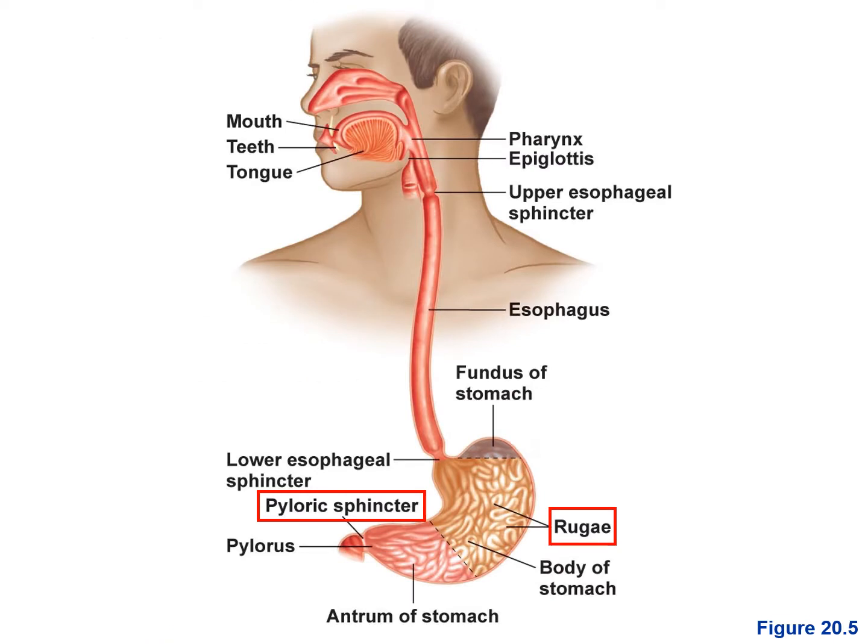And then here's just a picture of the stomach. You can see the rugae, the folds that allow it to expand and accommodate more food and drink. And then here's the pyloric sphincter that will control the movement of the chyme from the stomach into the duodenum, the first part of the small intestine.